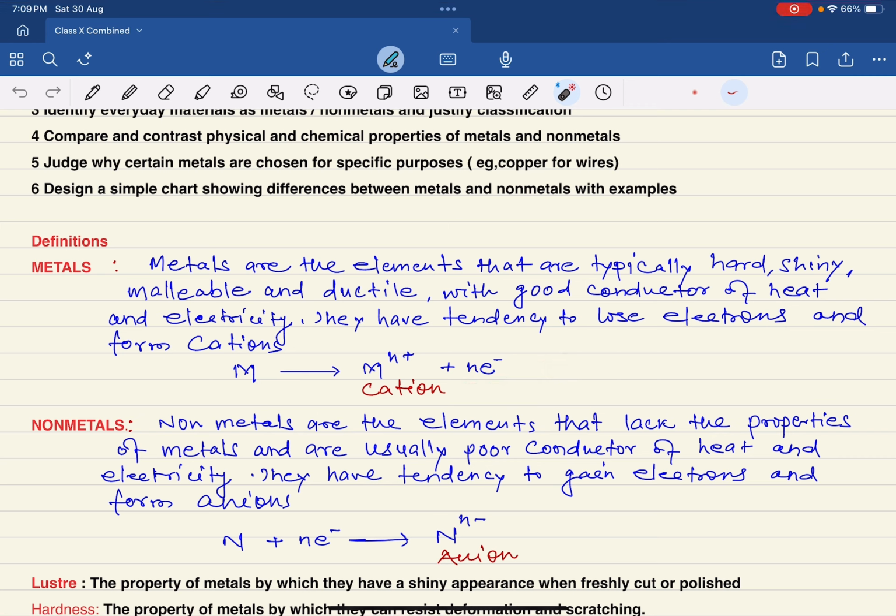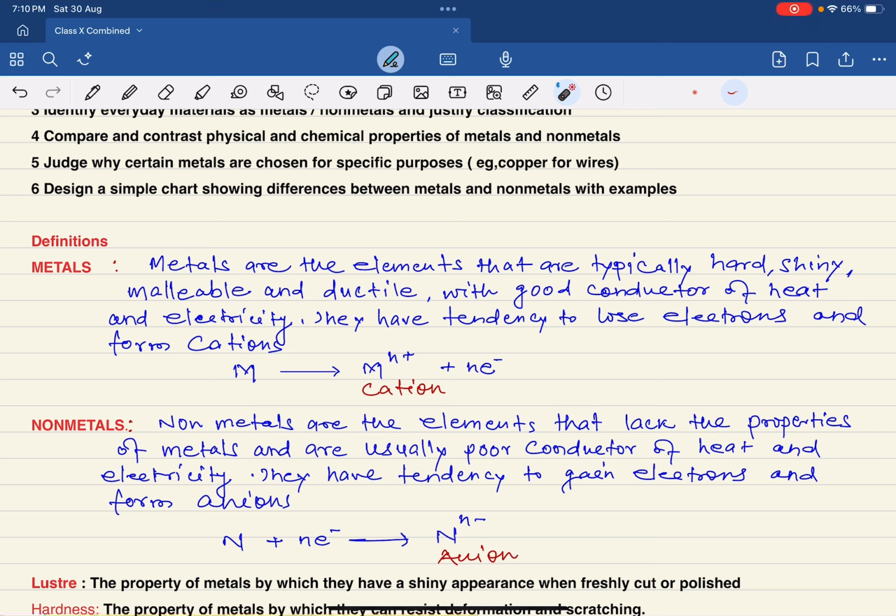Similarly, non-metals are the elements that lack the properties of metals and are usually poor conductors of heat and electricity. They have a tendency to gain electrons and form anions. So, we know that non-metals are those that contain 5, 6 and 7 electrons in outermost shell, and those that contain 8 electrons in outermost shell are known as noble gases, and those that contain 4 electrons like carbon, silicon, germanium, tin and lead, they are metals as well as non-metals. Carbon is a typical non-metal in chemistry.